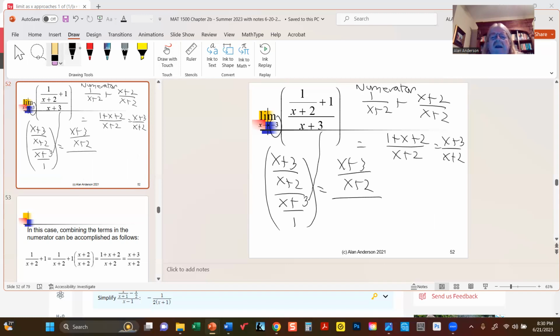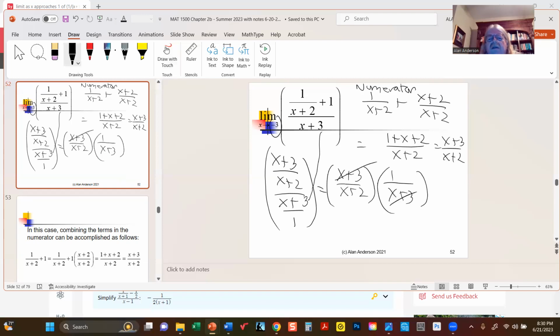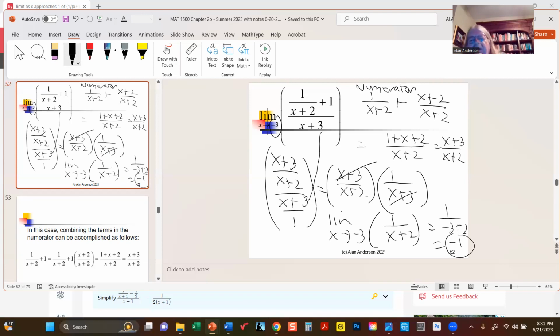So remember the way I wrote it earlier, so dividing by x plus 3 over 1 is equivalent to multiplying by 1 over x plus 3. Yeah, these do cancel. And now it's just -1. That's better. Okay.